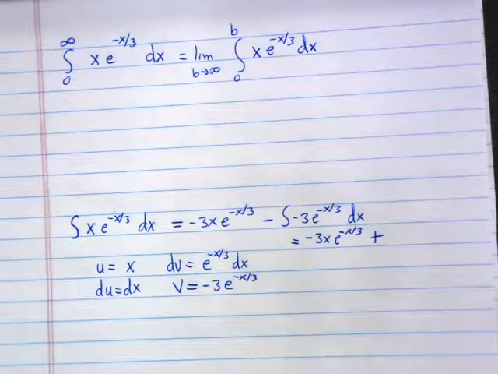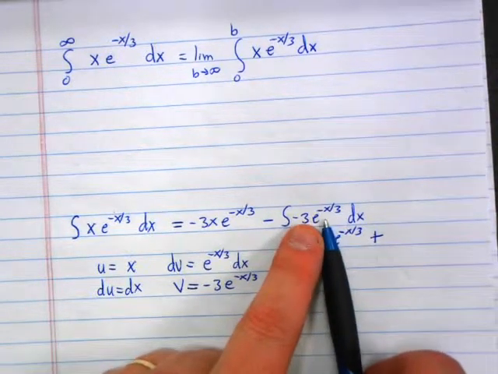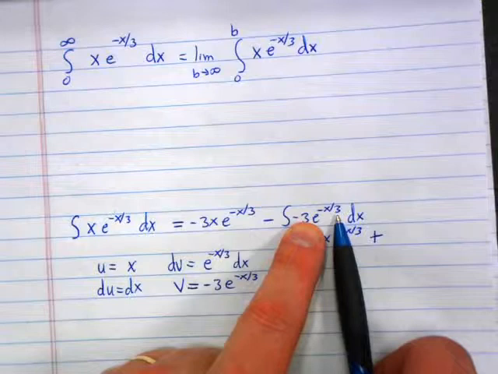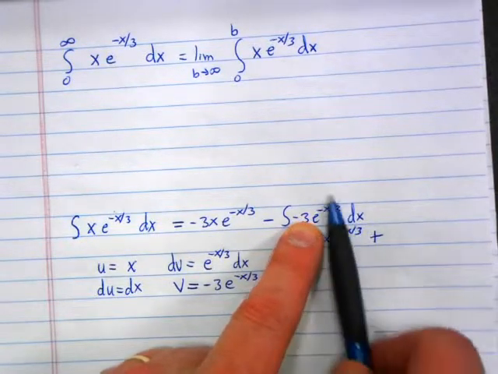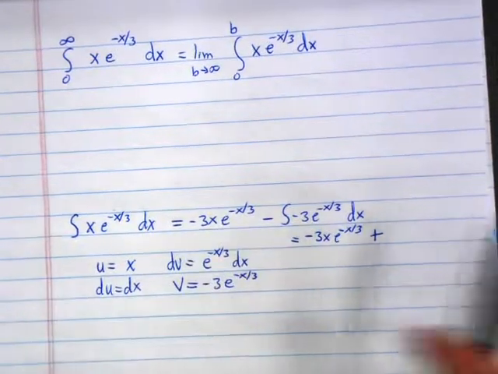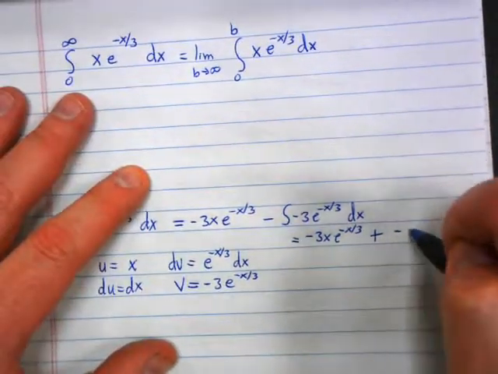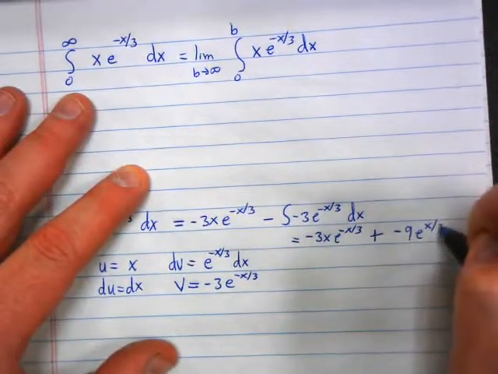plus c. You missed a times by something. You got to multiply by 3 again, because when you integrate this, you're going to have e to the negative x over 3, but then you have to divide by negative 1/3. When you divide by negative 1/3, you flip and multiply by 3, so that's going to be negative 9 e to the x over 3.